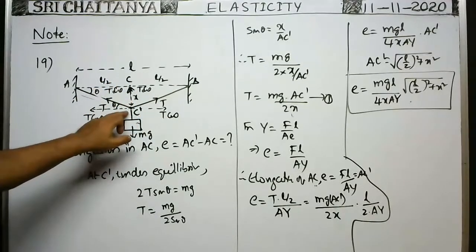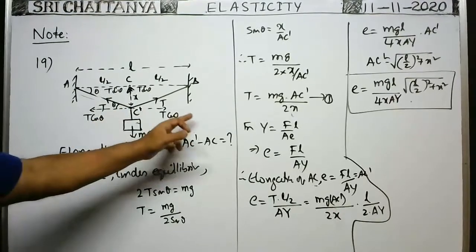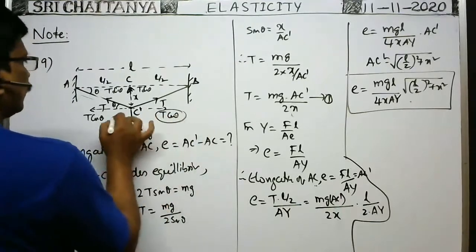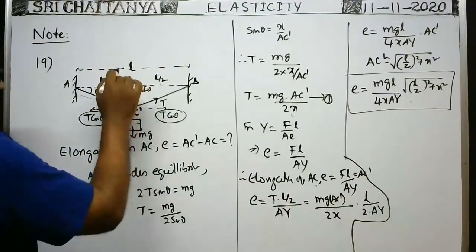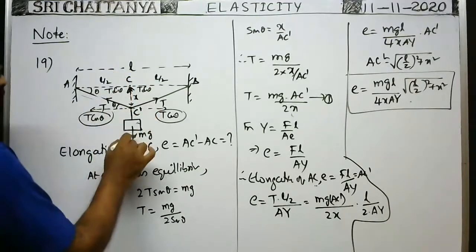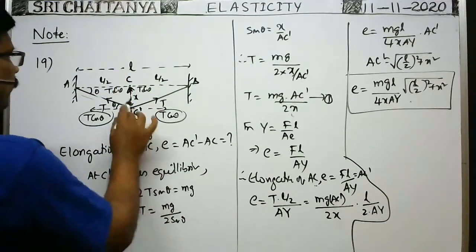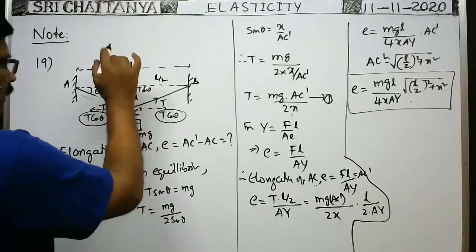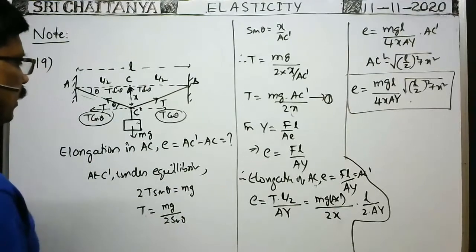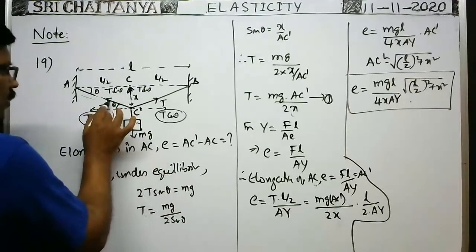At the midpoint, as it is under equilibrium, the two T cos theta components cancel each other. Along the vertical direction, the two T sin theta components act upwards and the weight mg acts downwards. Under equilibrium, 2T sin theta, acting in the vertical upward direction, is equal to the weight mg. Or T is equal to mg by 2 sin theta. This is the tension in the string.